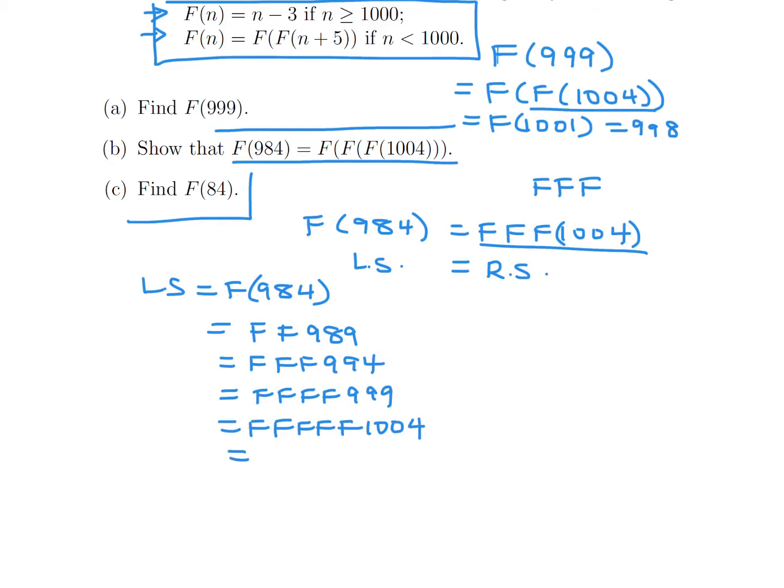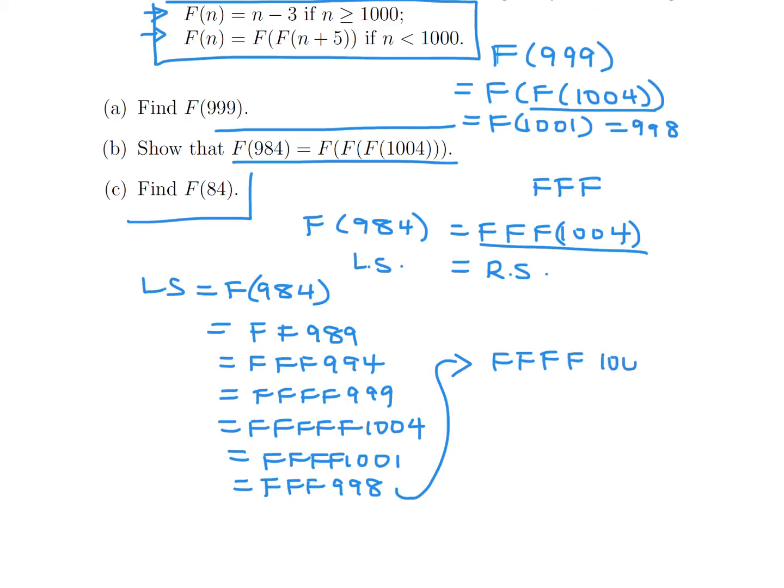We can drop it down now. F at 1001. 4 f's, I guess. Well, yeah, 4 f's. And then 3 f's. 998. And looks like we got to go back up to the second rule, since it's 998. So we have f, and then adding 5, so 1003. Okay, 1003, so minus 3, so 1,000.